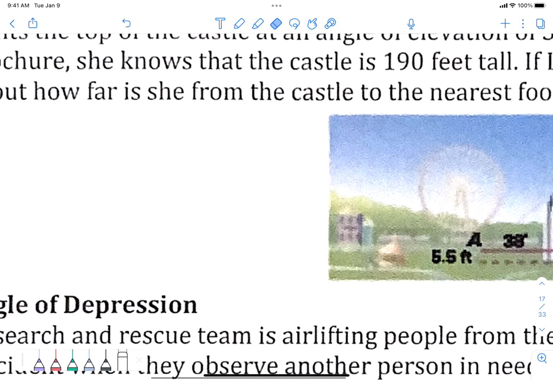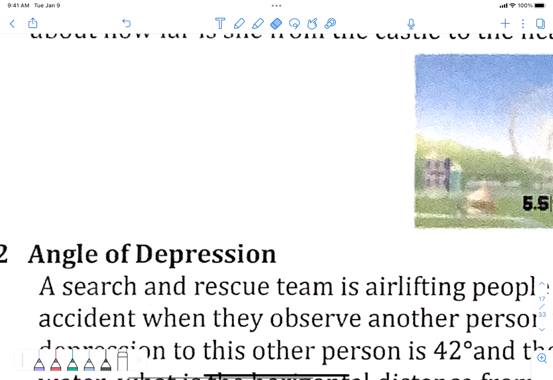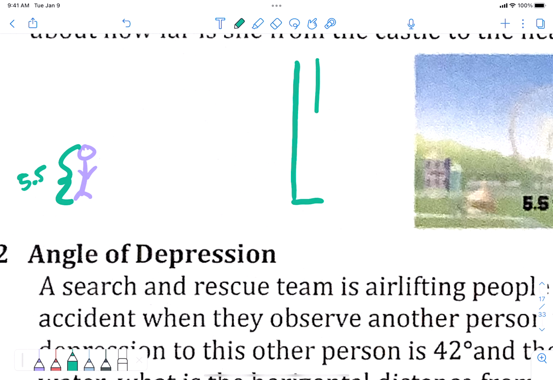So here we go. Here is my person. Here's my lady. Leah is her name. And she is 5.5 feet tall. So I'm going to go 5.5. Okay, I'm going to draw a better picture. Then we have our castle over here. Not drawn to scale. And the distance from here to the castle is what we're trying to find. We don't know that, okay? But we do know that the castle is 190 feet tall.